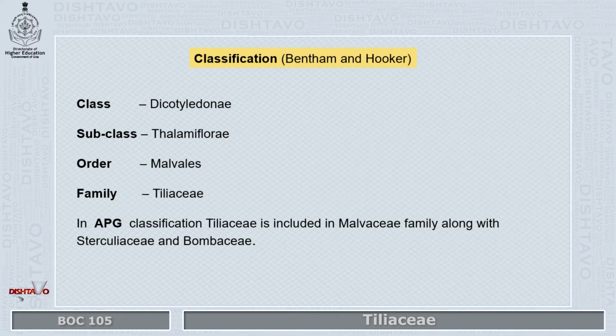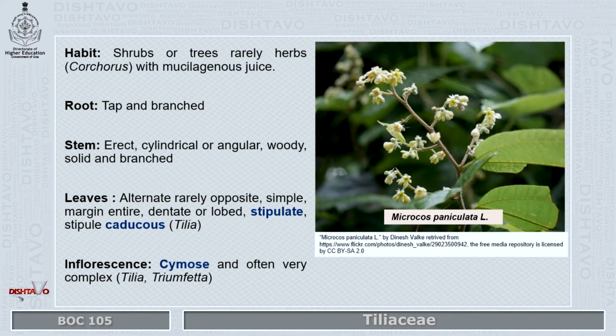So classification according to Bentham and Hooker, it belongs to class Dicotyledonae, that is it is having 2 cotyledons. Subclass is Thalamiflorae, that is superior ovary. Then order is Malvales, that is flowers having numerous stamens, and family is Tiliaceae, that is you can see cymose inflorescence and flower is having valvate aestivation. According to the APG classification, that is the Angiosperm Phylogeny Group, Tiliaceae is now included in the Malvaceae family along with other families, that is Sterculiaceae and Bombacaceae.